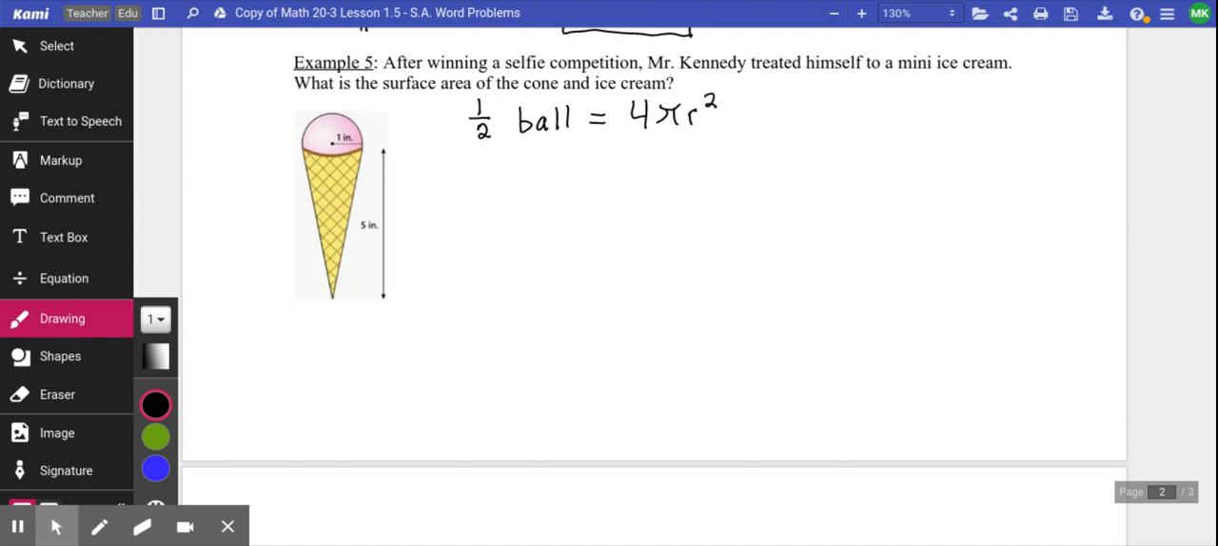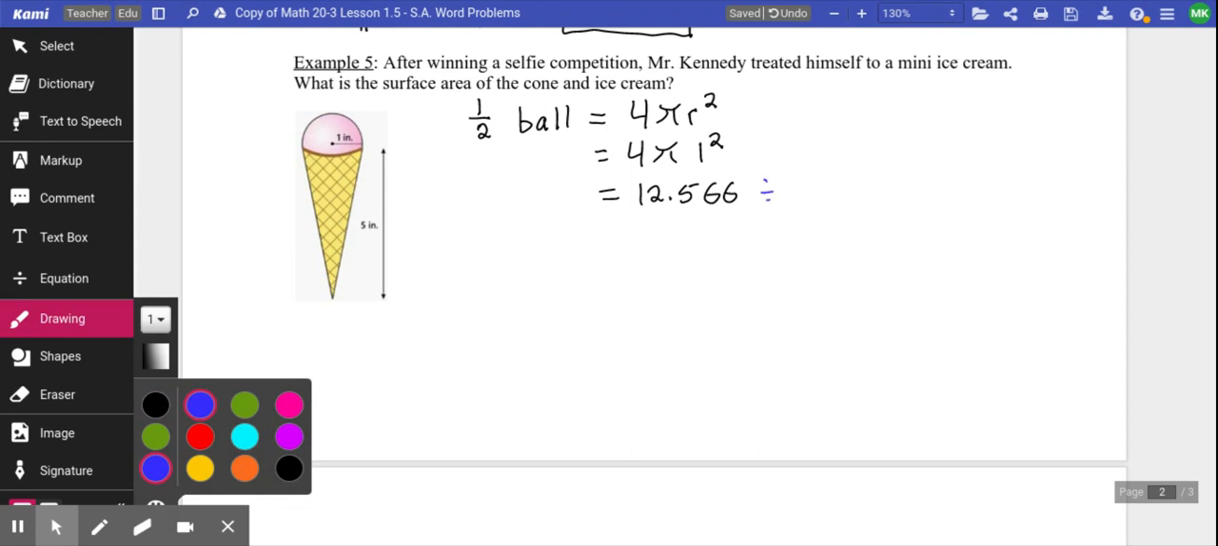And we only want half of that, so once we get our answer, we're just going to divide it by 2. So if I'm doing just the top part, it's going to be 4 times pi times 1 squared. Put that in your calculator, and you get 12.566. But you only want half of that because you can only see half of that ball of ice cream. So you're going to divide that answer by 2. What'd you get there, Matthew? 6.28. Thank you. Perfect.